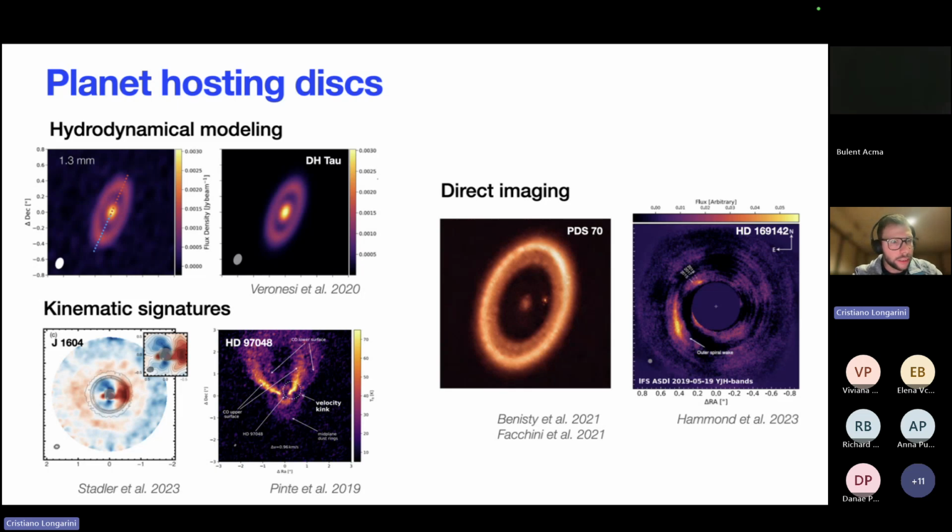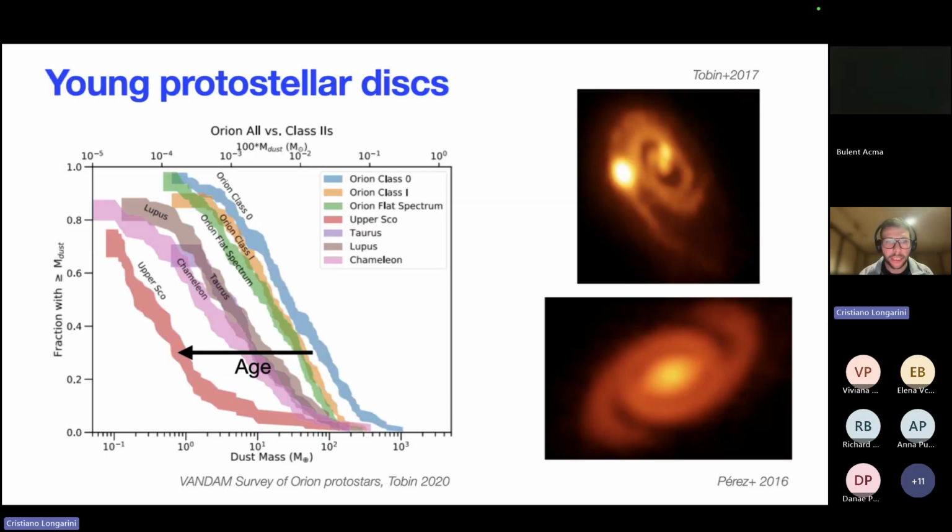It is also possible now to infer the presence of embedded protoplanets through kinematic signatures, in particular by detecting the gravitational perturbation of an embedded protoplanet inside a protoplanetary disk. And finally, for some disks, it is also possible to directly image the protoplanet or the circumplanetary material, as in the very famous case of PDS 70.